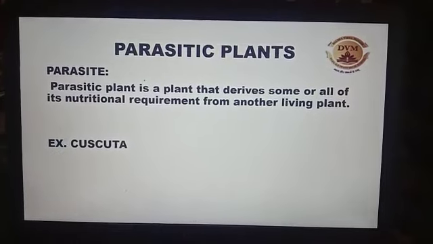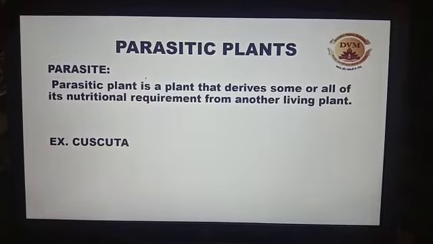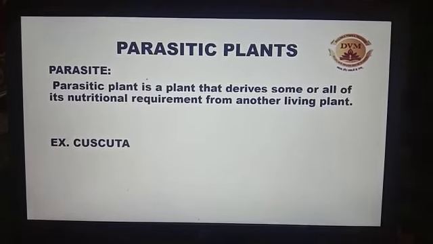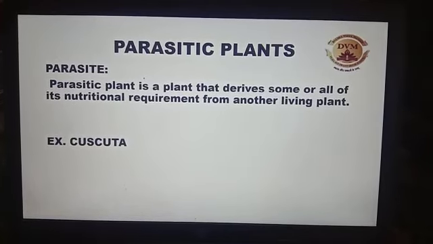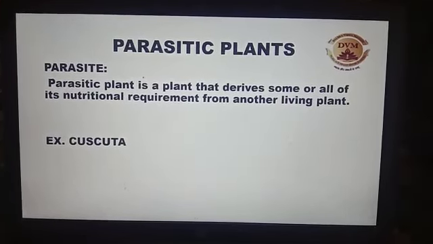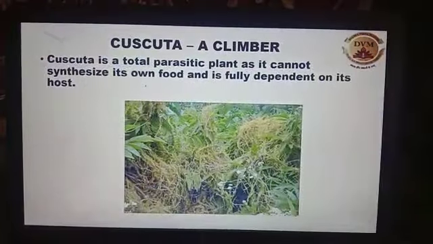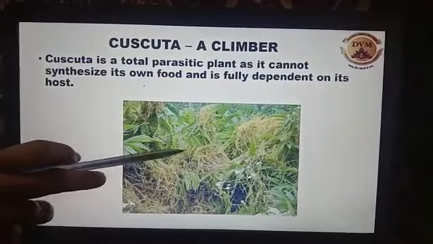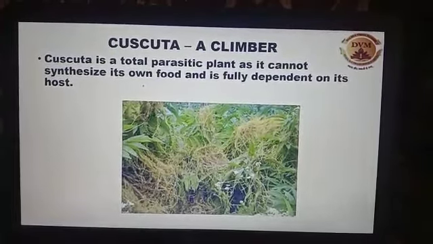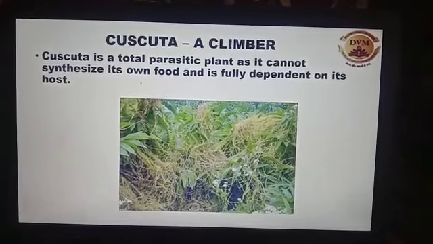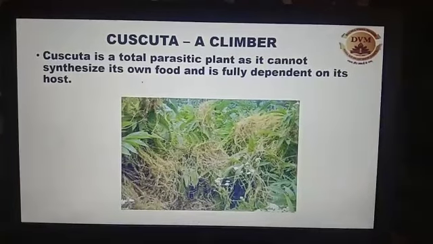What does this plant do? They live on the other plant, that is, this parasitic plant lives on the host plant, and they derive the nutritional requirements and they survive. So, have you seen the plant Cuscuta? I'll show the plant. See, this is this yellow colored structure. Can you see it is all above the plant? It is a climber. Climber means what? They don't have a strong stem and support, so they will be depending upon the other plant only.